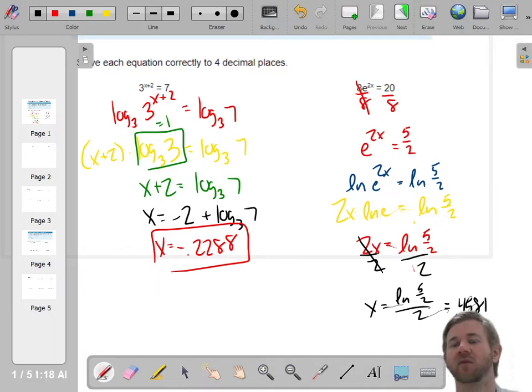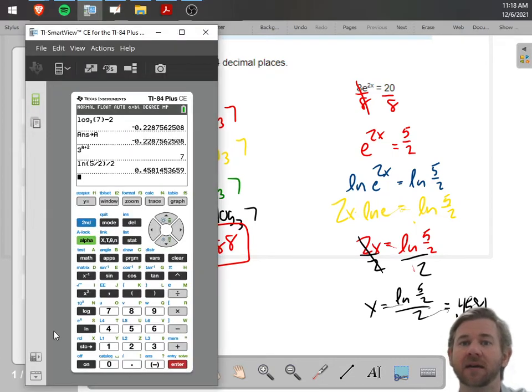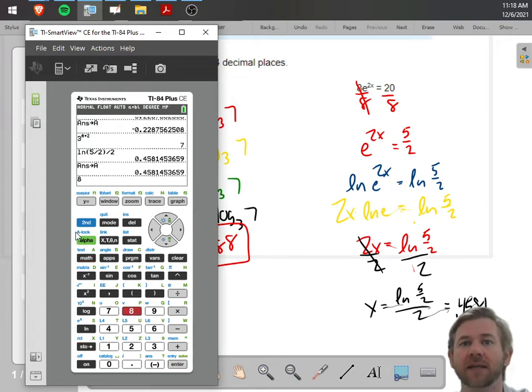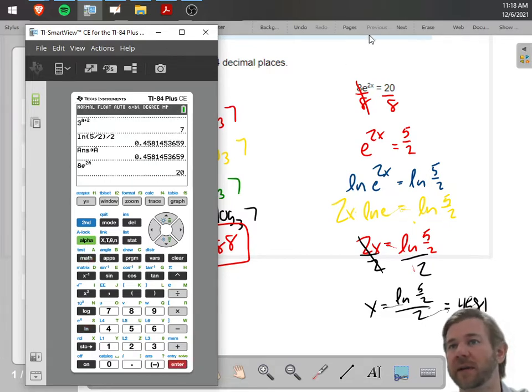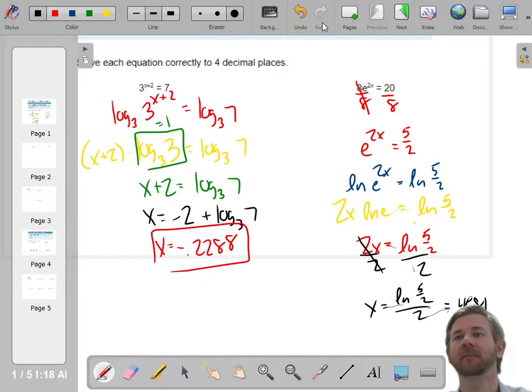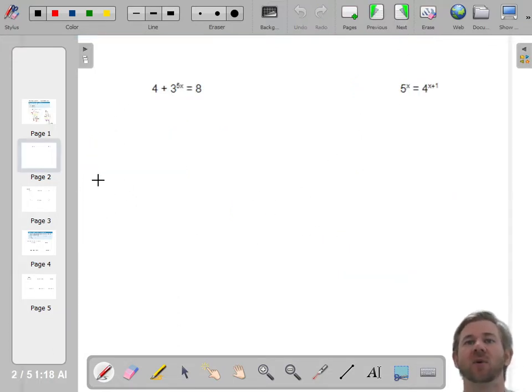0.4581 decimals. Now, I'm going to check it again. I'm not going to probably check all of them, but I will check this first couple. 8 e to the 2a is 20. So I know I did it right. Sweet. But the goal is to get the exponent by itself so that you can then take the log of both sides. So let's try a couple more.